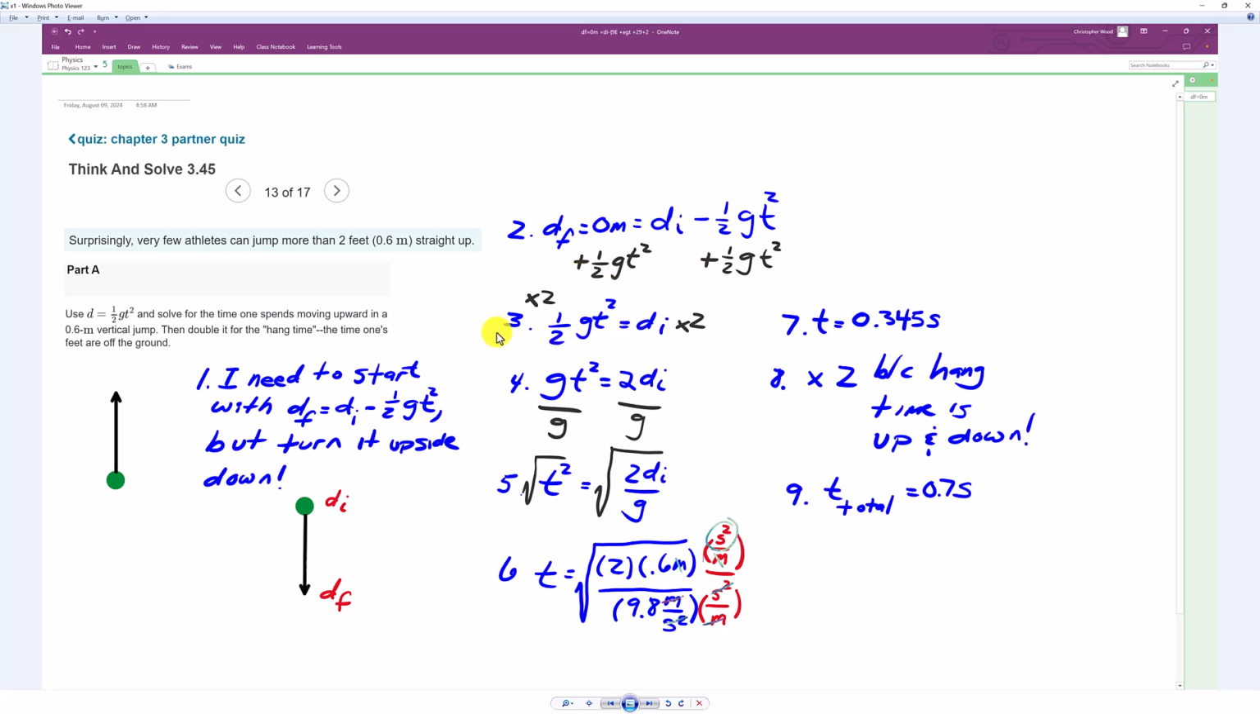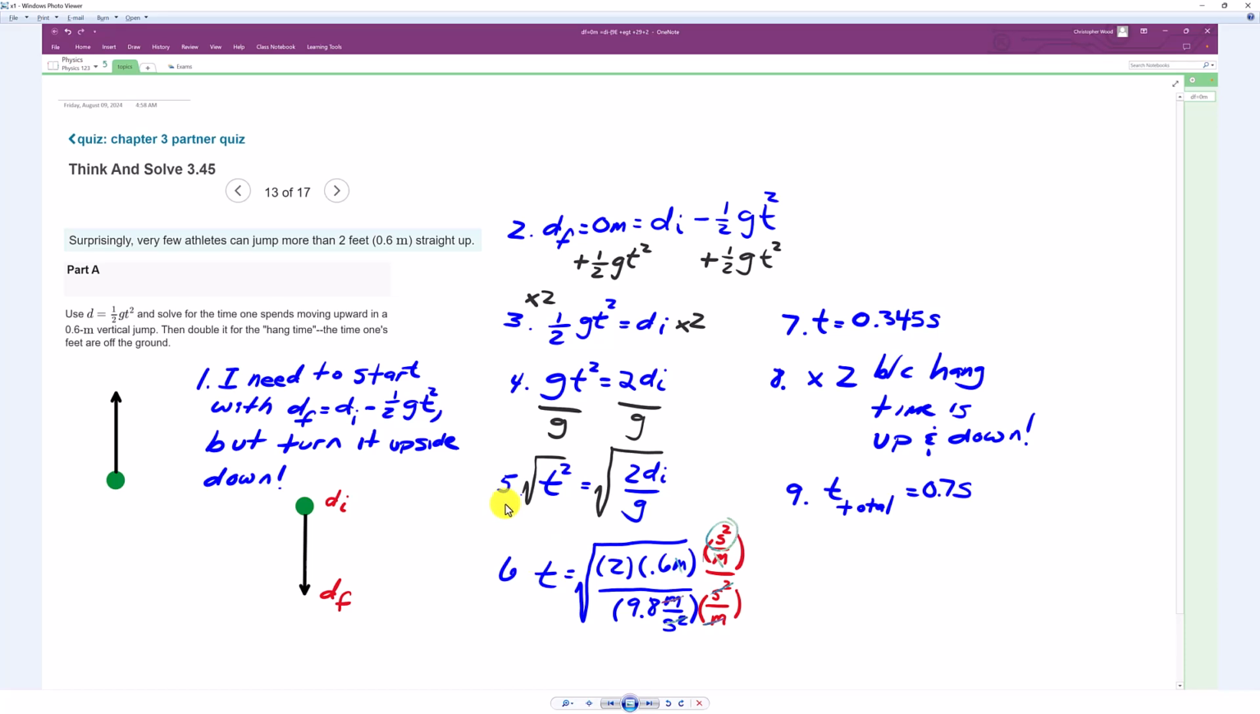So now what I'm going to do to equation 3 is multiply by 2. I'm going to multiply the left side by 2 and the right side by 2. So my left side now becomes gt squared, and my right side is 2 times d subscript i. I'm going to divide both sides by g, and now I get t squared equals 2 times d initial divided by g. The last thing I'll do is take the square root, because remember, I got to get t all by itself and then double it.